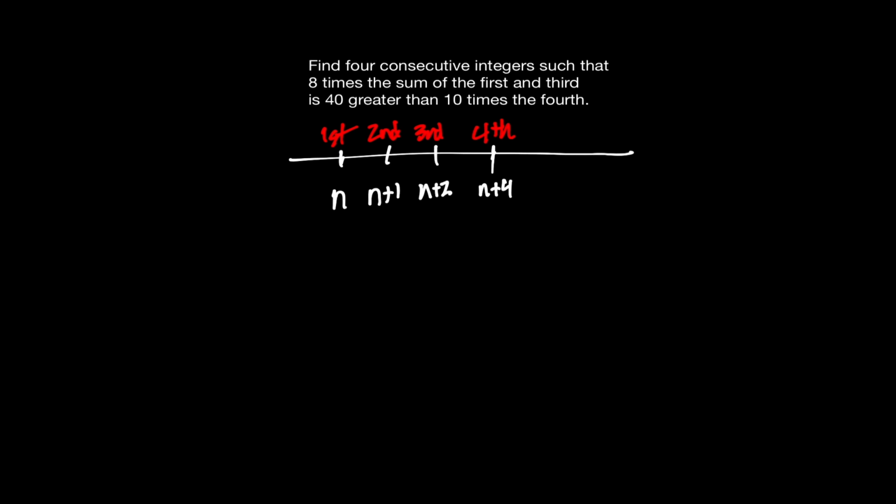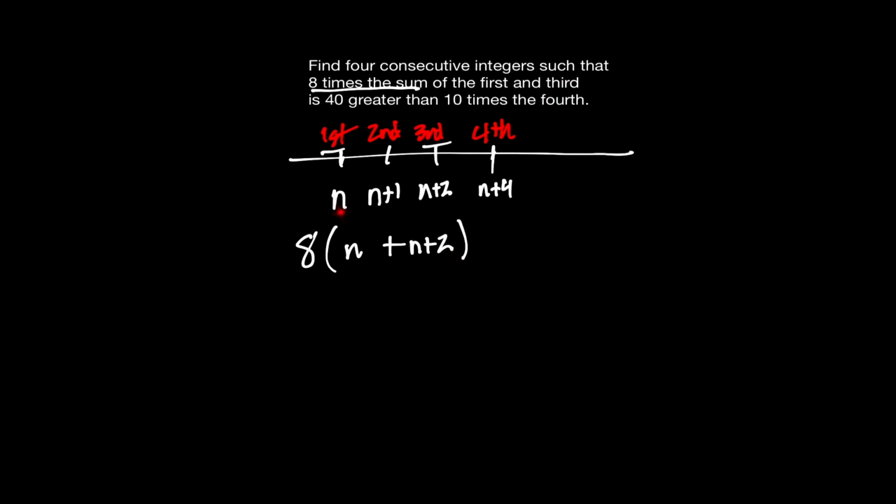So it says 8 times. 8 times a sum. So I'm multiplying by sum, S-U-M, not some, S-O-M-E. And it's the first and the third. So the first is n, and the third is n plus 2. So this is the common mistake I was going to tell you. Sometimes when people read third, they think this number also has to be a 3.